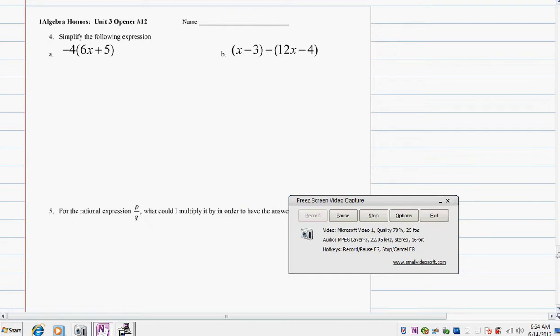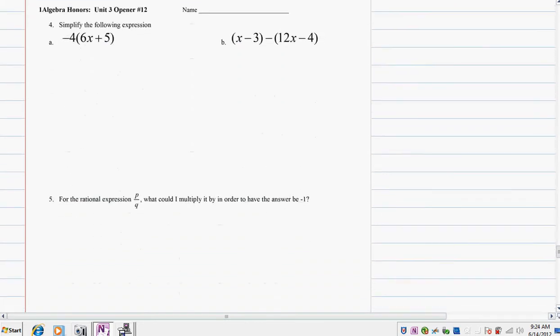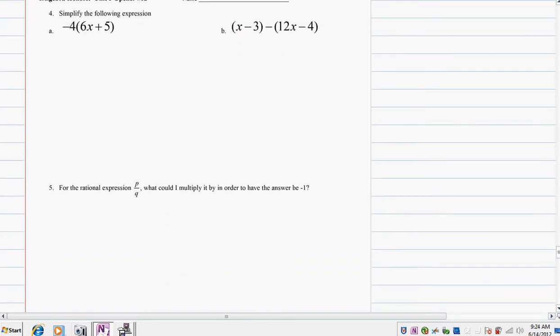Simplify the following expressions. Alright, so let's take a look at these. So negative 4 times 6x plus 5. So we have one negative, which means in the multiplication, we're going to have a negative result here.